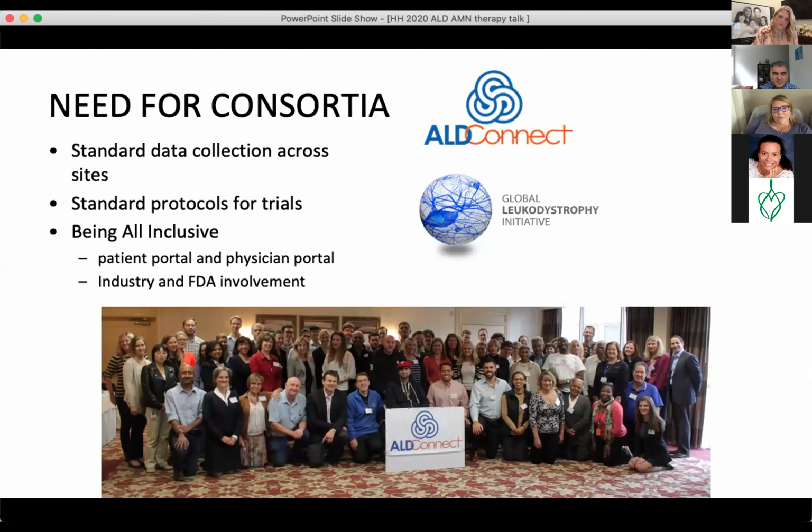So you can't do any of this unless you build lots of connections, and these are rare diseases. So the only way we can do this is by finding out a standard way to collect the data across the sites, have standard protocols for clinical trials. So you have to do that by collaborating across different centers, but also collaborating with patients, collaborating with industry, and working with the FDA towards that. So I'm going to stop here with a picture of ALD Connect, which is one of the collaboratives that was put together several years ago by us to focus on ALD therapy specifically.